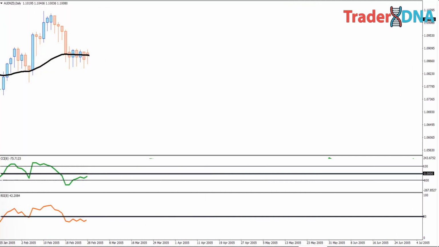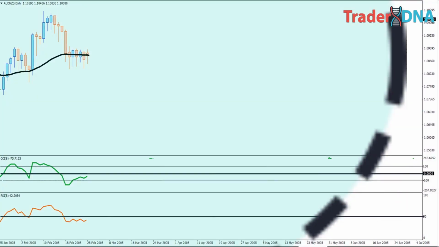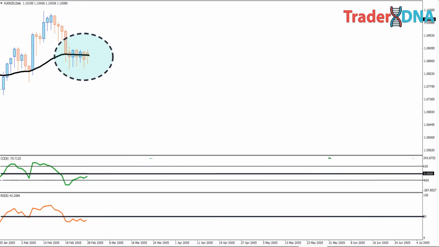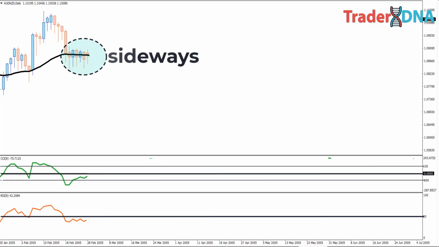Let me demonstrate another real-world example so you can truly understand and master this powerful trading strategy. In this chart, it's crystal clear that the price is moving in a sideways phase, hovering around the moving average line. You, along with most traders, would likely agree that this situation qualifies as a sideways market.